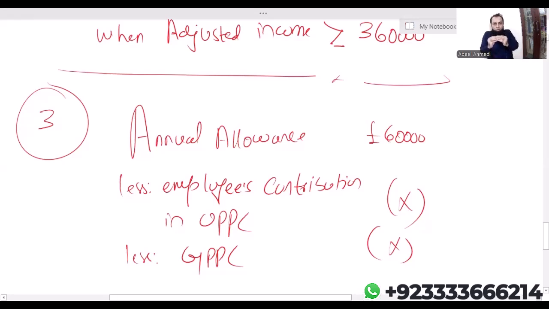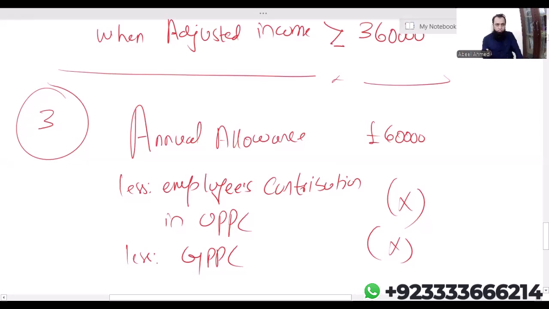If an individual contributes less than 60,000, it means the entire limit is not used. When the entire limit is not used, then the unused limit is carried forward for the next 3 tax years. Unused limit is carried forward for how many years? Next 3 tax years, and used on a FIFO basis.